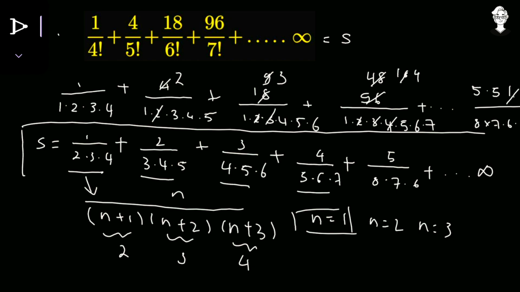For 4, I will get this. For 5, I will get this. So the pattern present over here is n upon (n plus 1) into (n plus 2) into (n plus 3). And what we have to do is a summation of this particular thing.